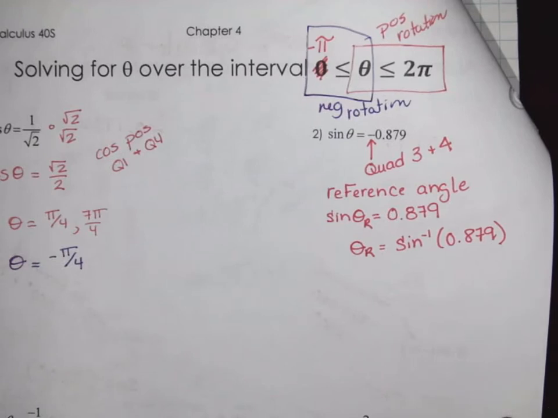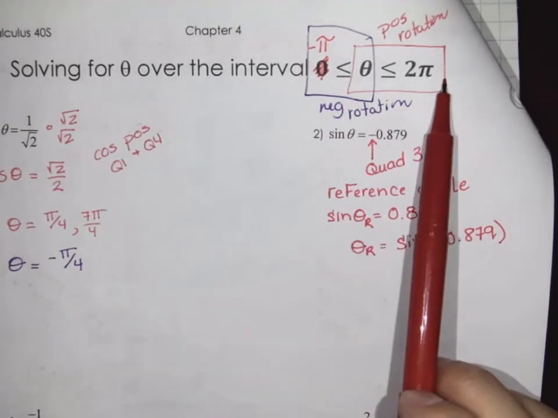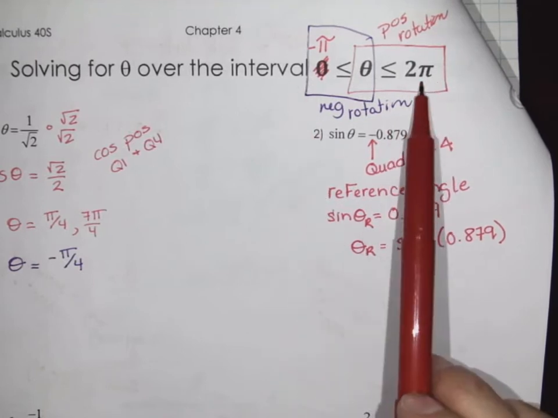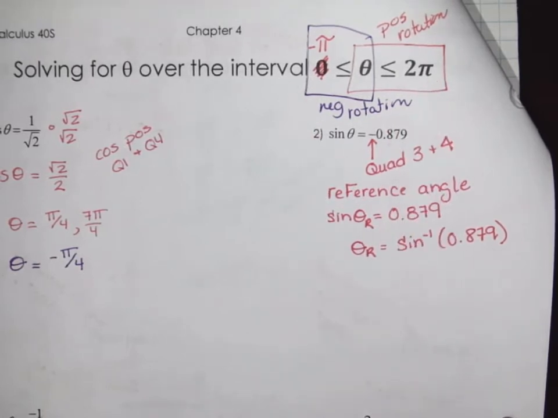Okay, so is my calculator in radians or degrees? Close. My calculator has to be in radians because what's my restriction in? My restriction's in radians. Okay? So your restriction is going to tell you what units you need to be in your calculator.